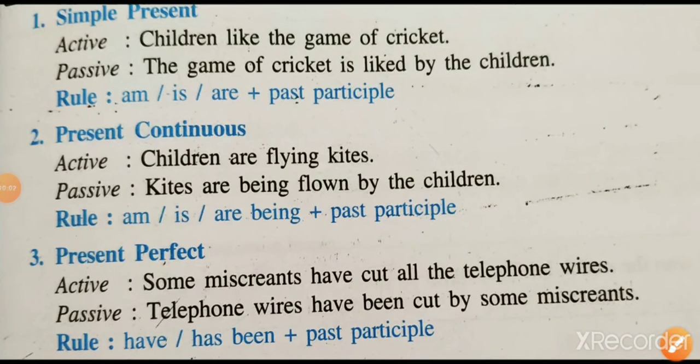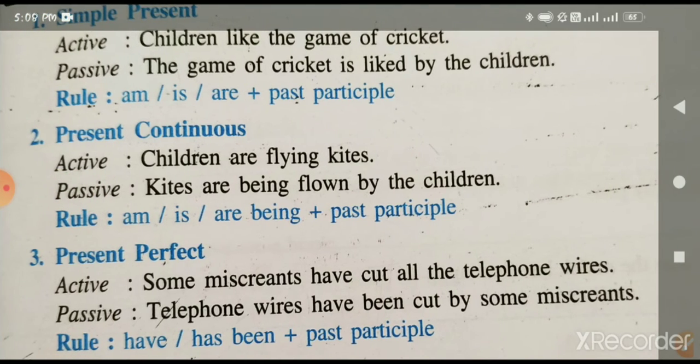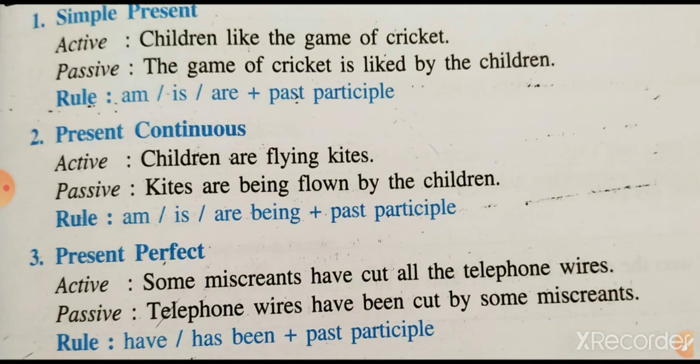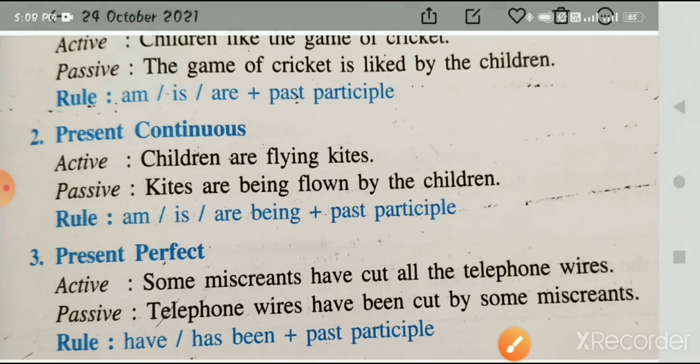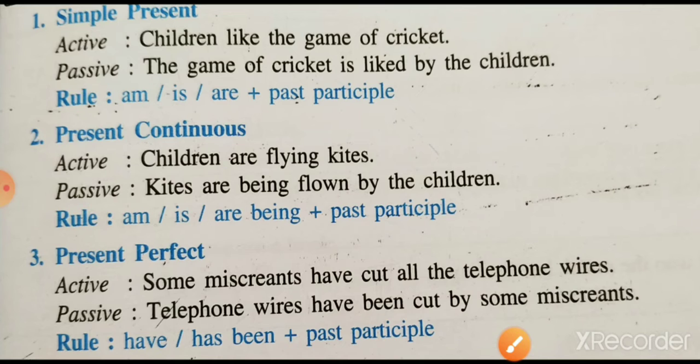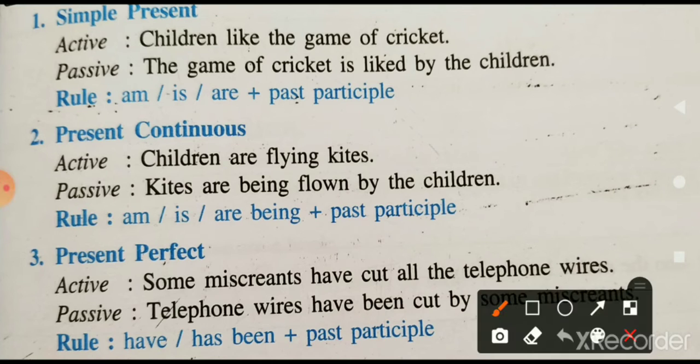So children, in the previous part we saw what active and passive voices are. Now we are going to see how we can change active voice to passive voice, and what rules we have to follow accordingly. First of all, we are going to see how to change active to passive voice when the verb is in the simple present form. Let's see an example. This is the active voice: Children like the game of cricket.